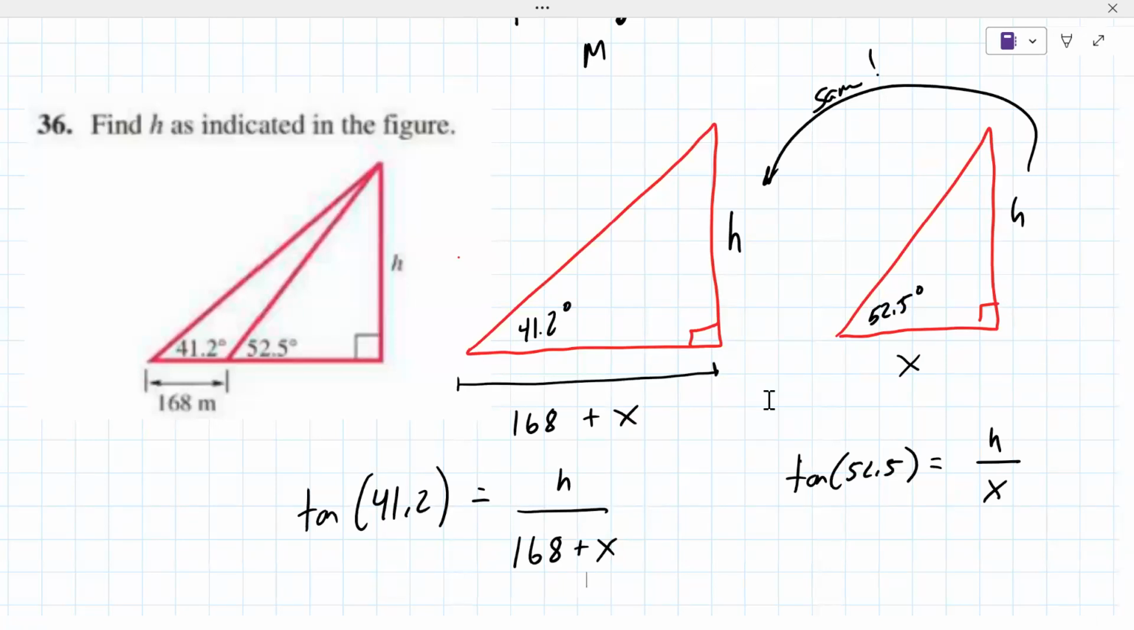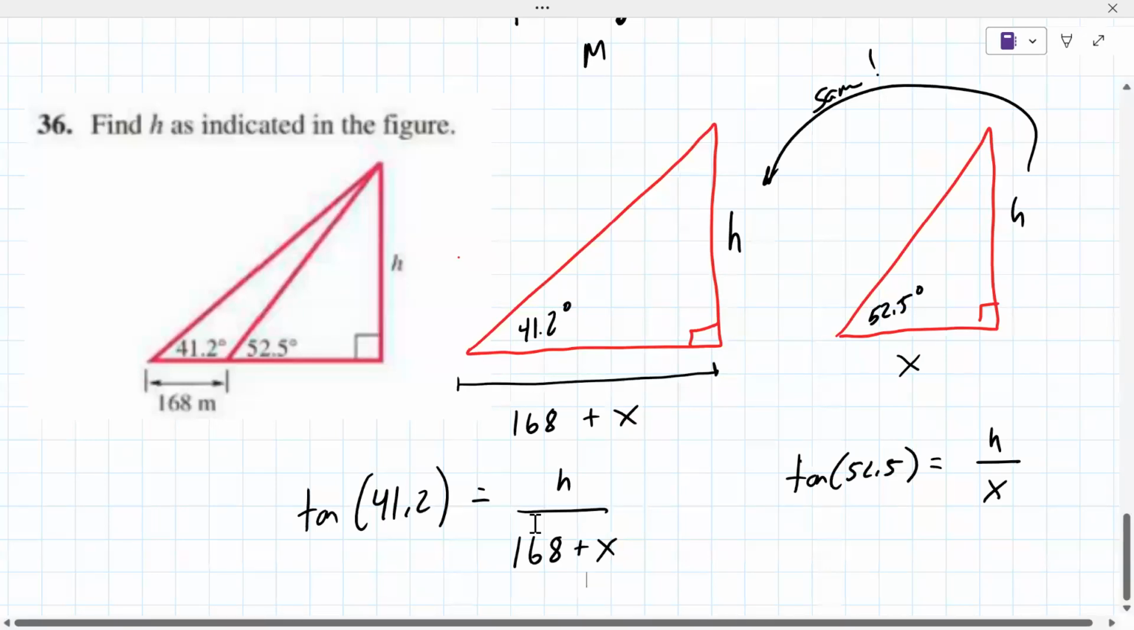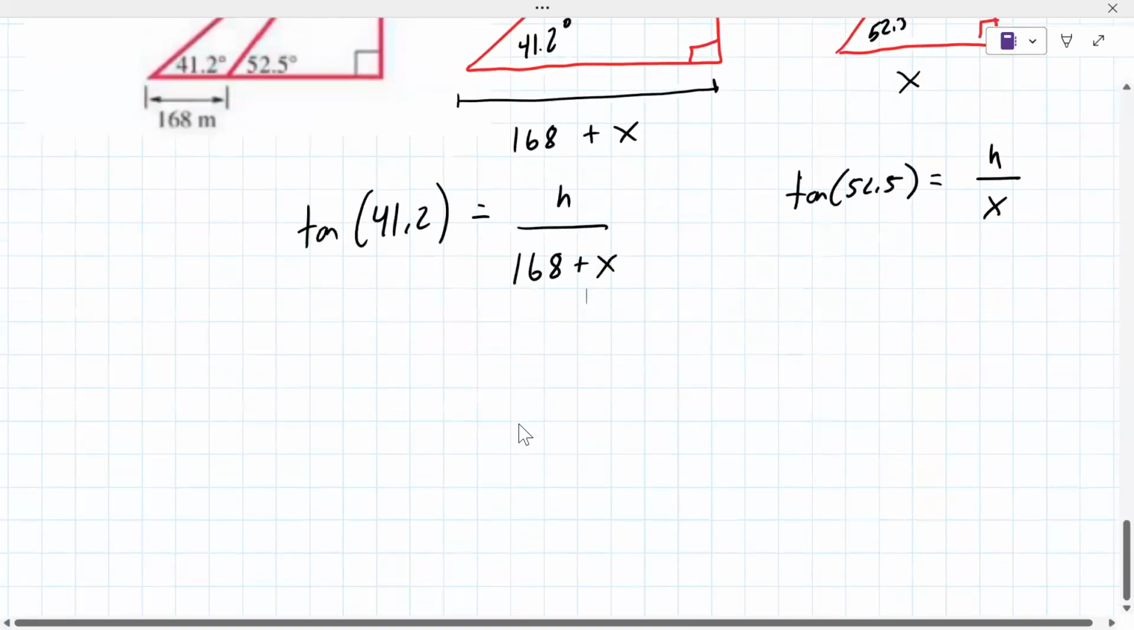Okay. There's a lot of algebra from here, but is it clear how to proceed on this problem so far? Is it clear how we set it up? Because from here it's just solving equations, but you have to be able to set up these two tangents in your own problem that we're going to do.